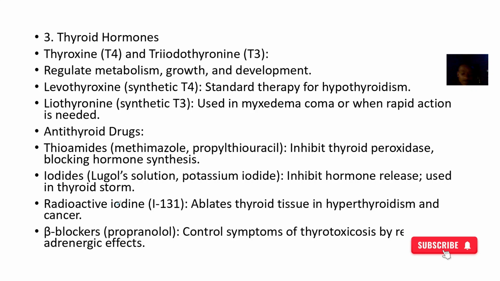The thyroid hormones now, we have thyroxine, triiodothyronine. They are mainly used in cases where your thyroid hormone production is low, so you want to replace it. Do you understand? So drugs like the levothyroxine, we have the liothyronine. So we have the anti-thyroid drugs too. These ones are against the action of the thyroid hormone. So we have drugs like the thioamides, okay, methimazole, propylthiouracil. We have the iodides like the Lugol solution, the potassium iodide. We have the radioactive iodine. We have the beta blockers like the propranolol.